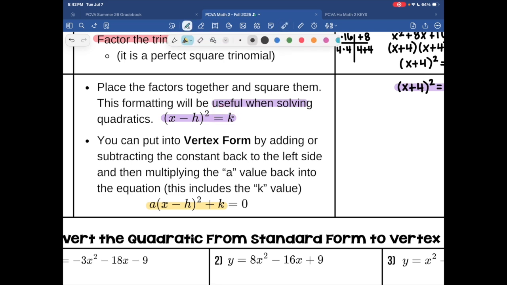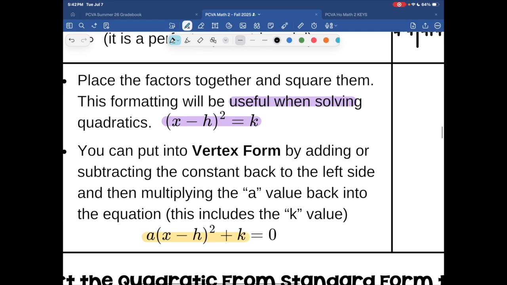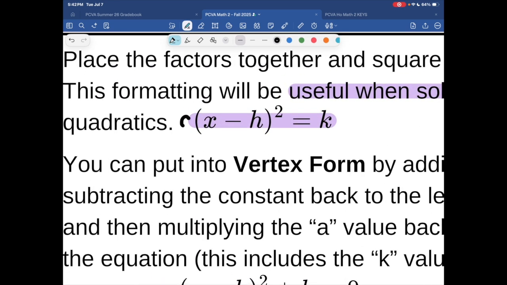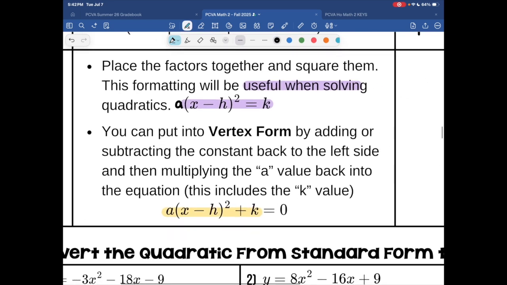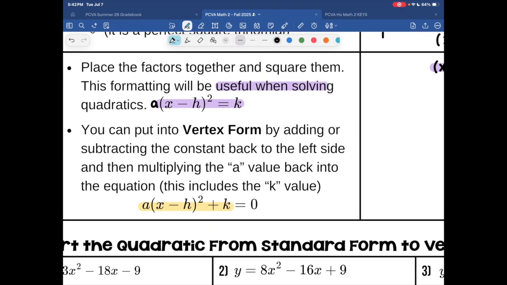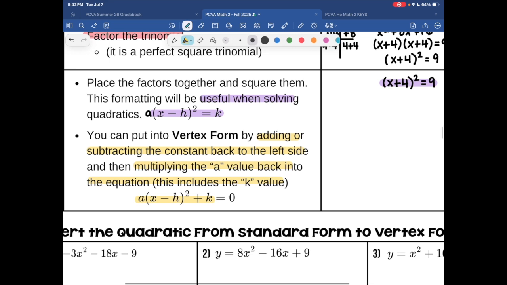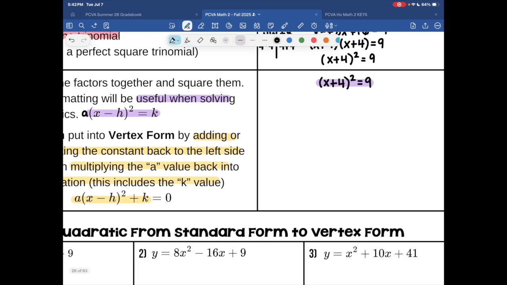Now, also, when the time comes to look at solving, you need to make sure you understand that if you have an a in front, which we had as 1, that a is still going to be applied later. We'll talk about that when we get to solving. But in order to get that k back on the left-hand side, we're just going to add or subtract the constant back to the left side. And if you have an a value, you're going to have to multiply that a value back into the entire equation, including the k value, which, again, with our a value being 1, doesn't really apply a whole lot here.